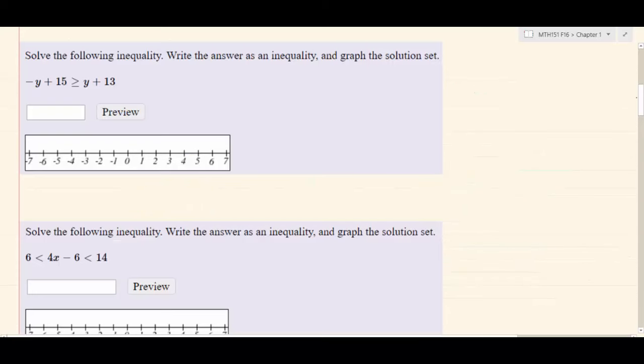Solve the inequality, write the answer as an inequality, and graph it as a solution set. Negative y plus 15 is greater than or equal to y plus 13. What do you want to try to do? Yeah, collect all the y's on one side, get the numbers on the other side, get y by itself. And so let's do that.